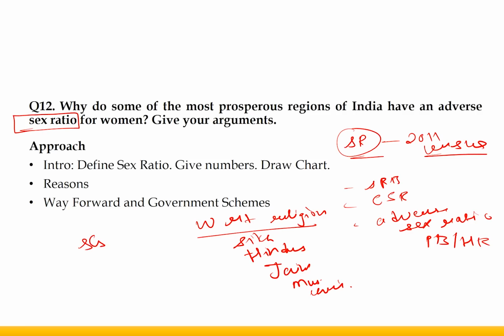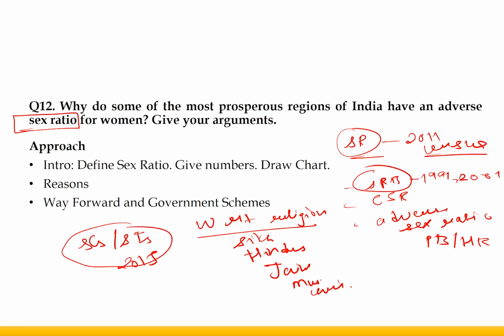Similarly, one more figure which I also want you to memorize is the sex ratio among scheduled castes and scheduled tribes, because this question came in 2015. All these numbers will be useful to you. There are not too many numbers. One thing I also want you to remember is, in sex ratio at birth, you should remember a pattern also, that is the numbers of 1991, 2001, and 2011. They can be used for a comparison. You can make a flow chart.